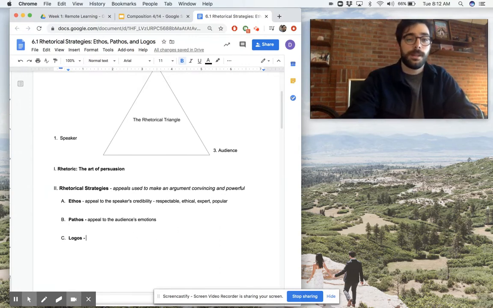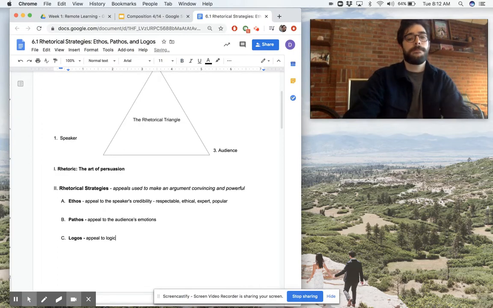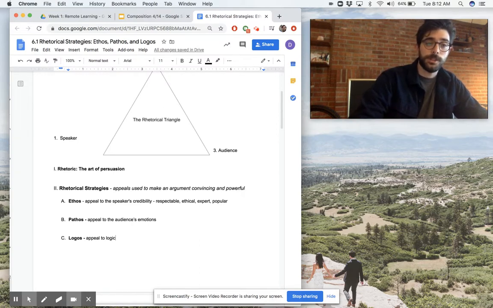Lastly, the last appeal is called logos. And logos is an appeal to logic. This is just trying to, maybe you're using facts in your arguments. If you're using facts or logical reasoning, you're just trying to show, listen, what I'm saying is true, it makes sense, therefore you should listen to me.